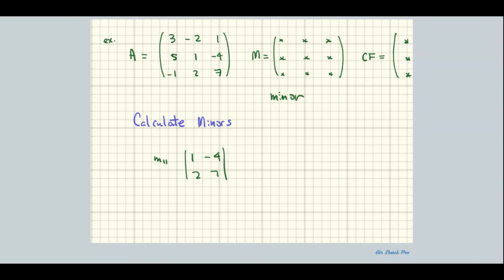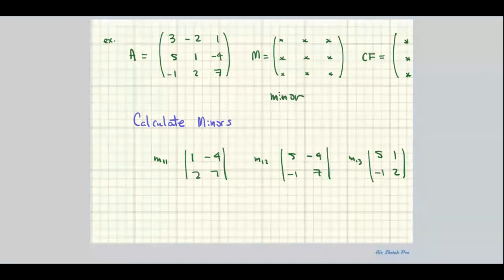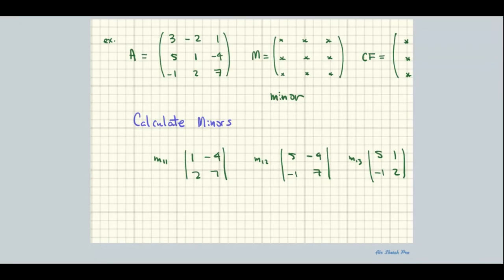M11 is what happens when you eliminate the first row and the first column and now take the determinant. So M11, and I'm also going to want M12, which is going to come from the first row, second column. Get rid of the first row, second column. I see 5, -4, -1, 7. Okay, then M13. Get rid of the first row, third column. I see 5, 1, -1, 2. And that's just the same thing we were doing in calculating determinants. As a matter of fact, we can pull the determinant off of this in a natural way.